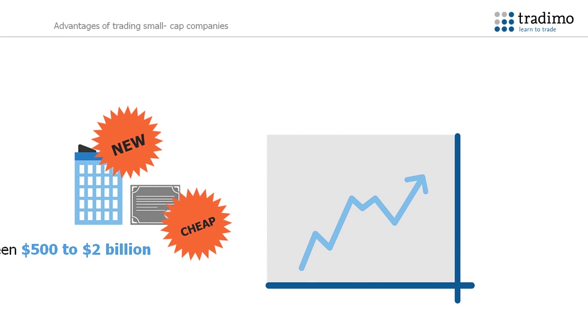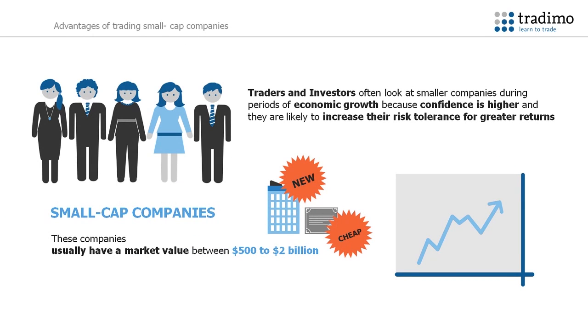With the exception of periods of economic turmoil, small cap companies can outperform larger size companies due to their greater growth potential. Traders and investors often look at smaller companies during periods of economic growth because confidence is higher and they are likely to increase their risk tolerance for greater returns.